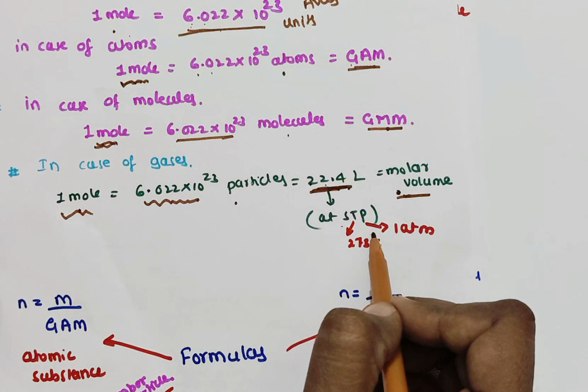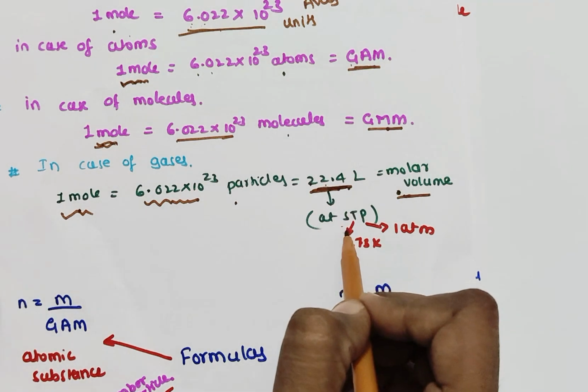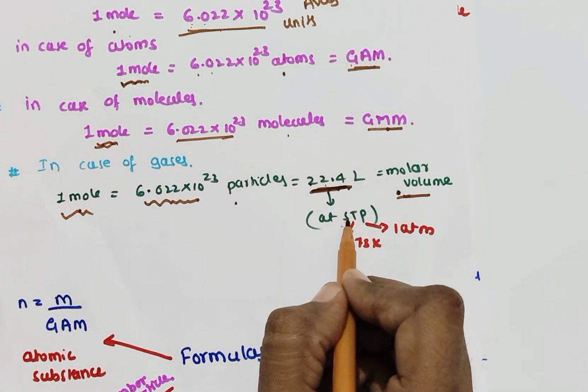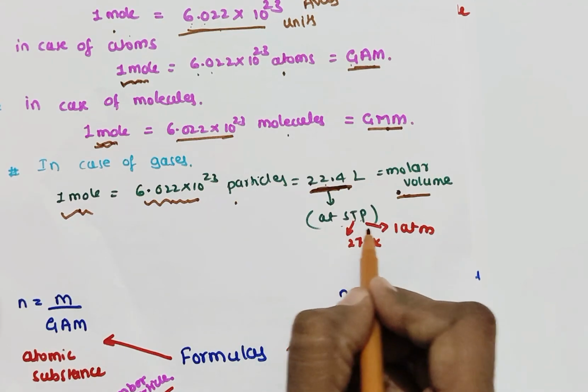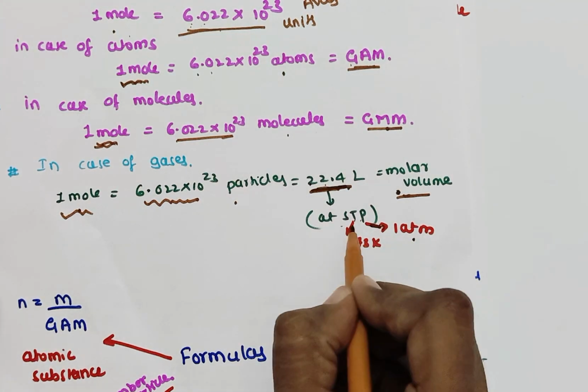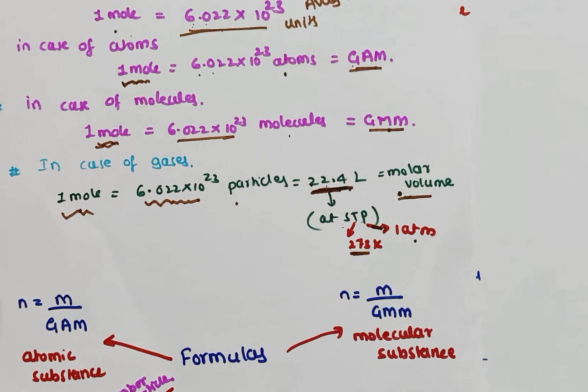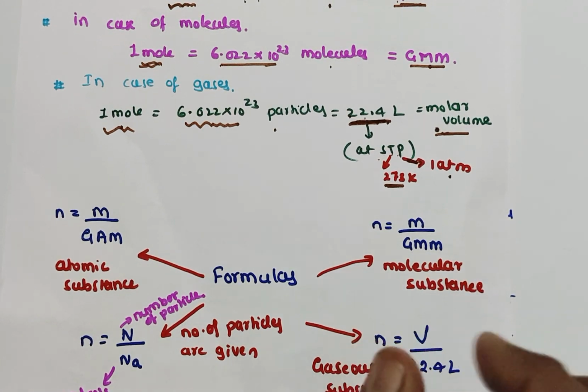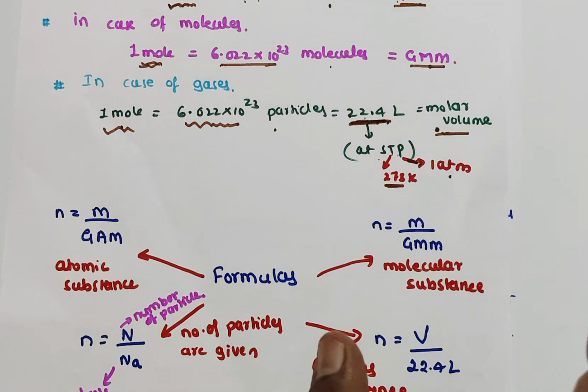If gases are given at STP, then only we can use this value. STP means standard temperature and pressure. Here pressure is 1 atm and temperature is 273 Kelvin. Next, we move towards a very important concept of this video.